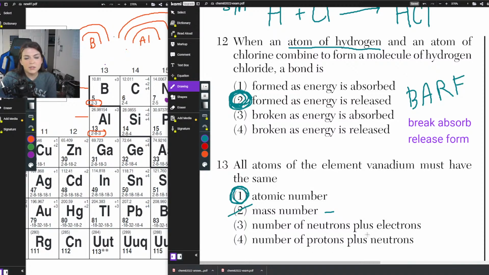The number of neutrons plus electrons, we don't ever really do anything with that sum. I've never seen it in action. And then finally, the number of protons plus neutrons is the mass number. So they use the same answer twice, which is an indication that it's a wrong answer. Either that, or they're going to have to throw out the question because they've added the correct answer choice twice.